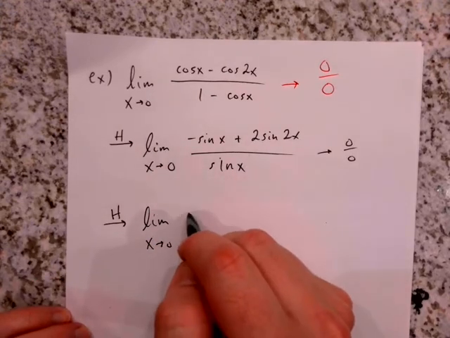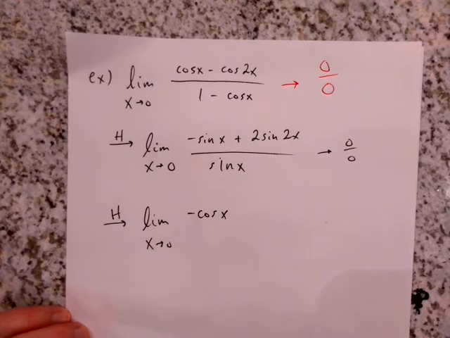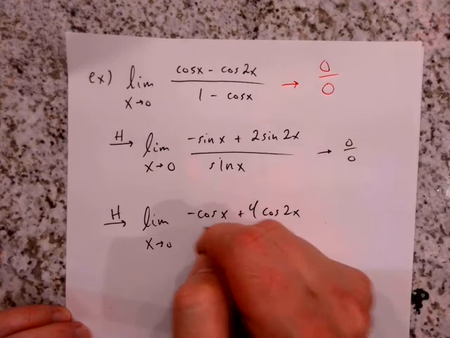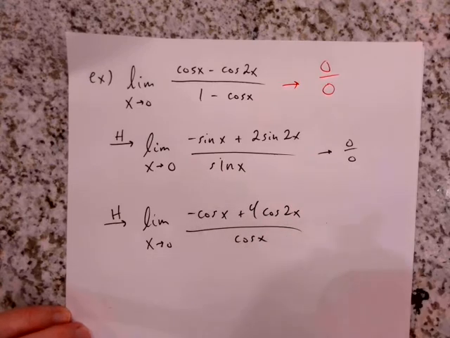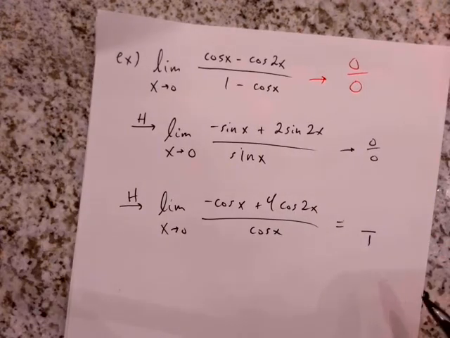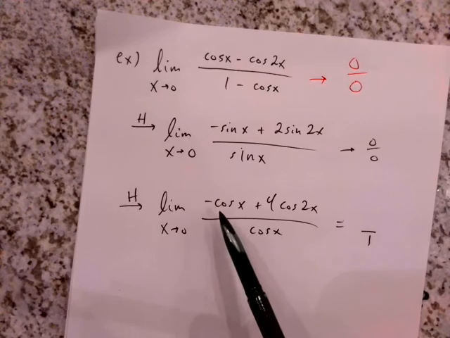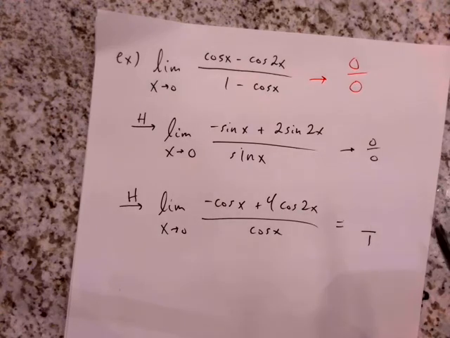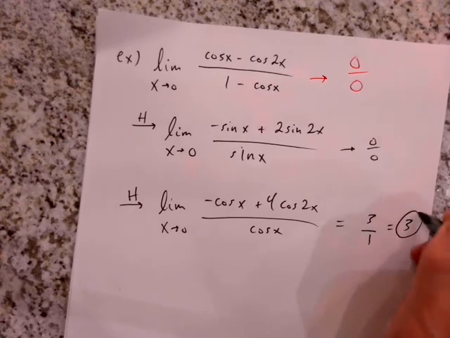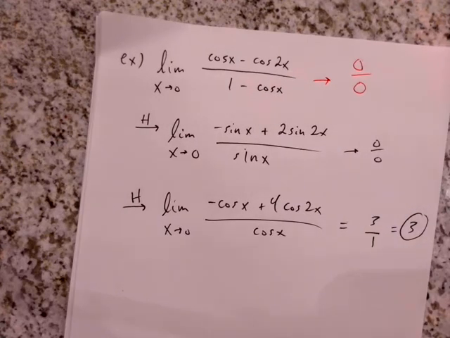Negative sine differentiates to negative cosine. 2 sine 2x goes to 4 cosine 2x, over cosine x. And now we're good to go. Because when you plug 0 into cosine x, it gives you 1. So we know for a fact it's not going to give us an indeterminate form. Plug 0 into the top, it gives you negative 1 plus 4. We call that 3. And there's your answer.